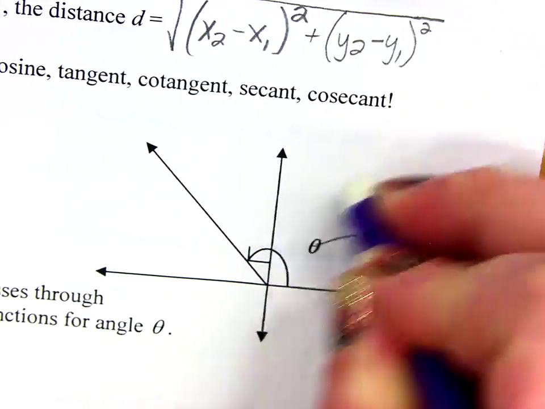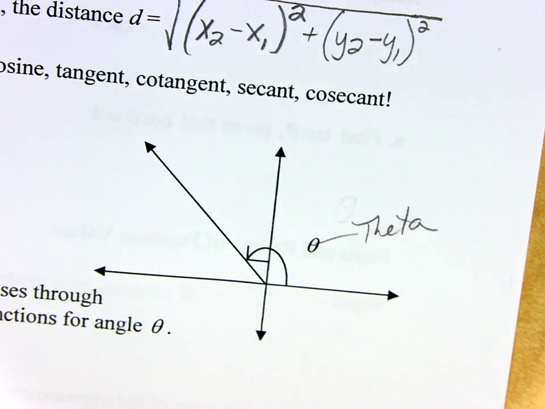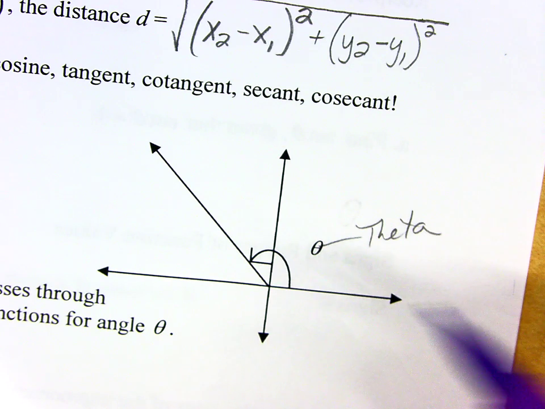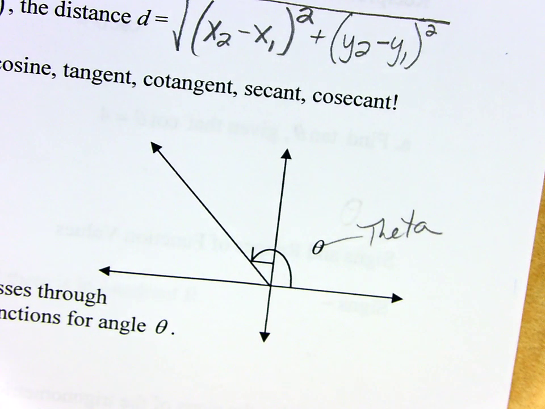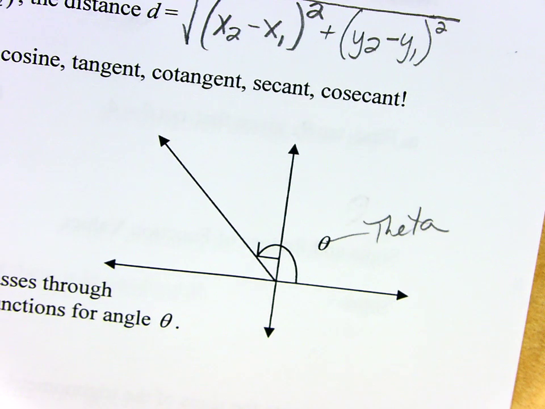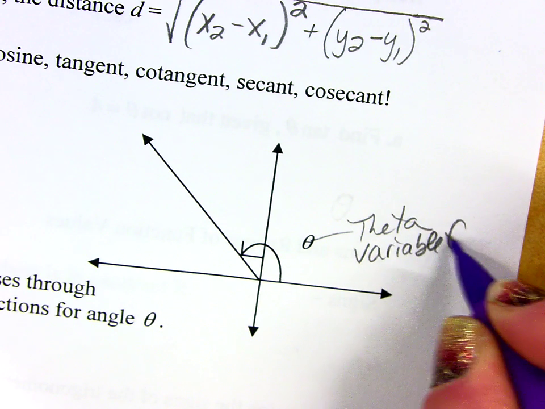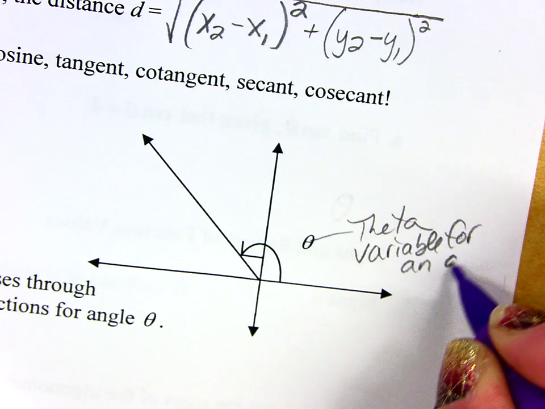And it's not anything weird, it's literally just a variable. It's just like using x, but we usually use it in reference to an angle. That's all. So that's just me saying this angle, I'm just calling it theta because I don't know what its measure is. That's all, okay? So theta, that's the name of the letter, and it just is a variable for an angle. Let's stick that in there. Variable for an angle.